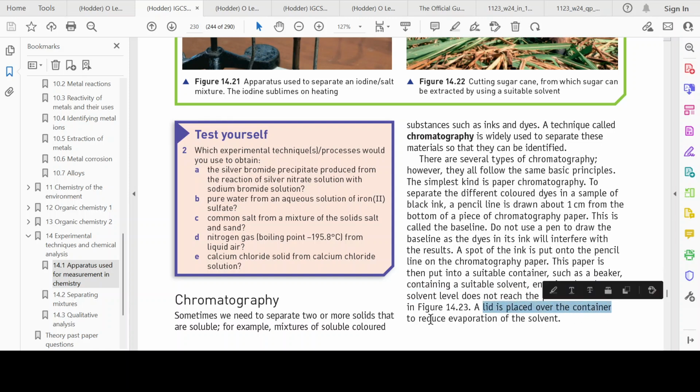A lid is placed over the container to reduce evaporation of the solvent. Okay.